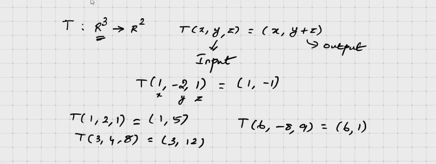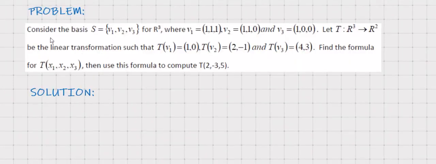Let us discuss with an example. This is the problem we are going to see. Here they have given the basis for R3, that is V1, V2, V3, where V1 is 1 comma 1 comma 1, V2 is 1 comma 1 comma 0 and V3 is 1 comma 0 comma 0. Of course, they didn't give you the transformation. They have given the outputs for these vectors, where T is defined from R3 to R2, that is, the outputs for V1, V2 and V3.